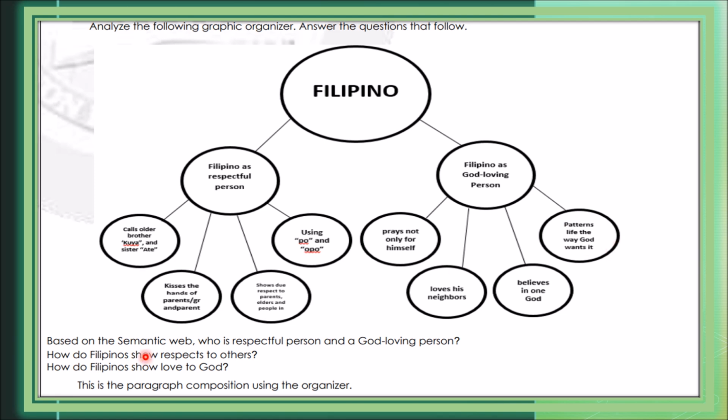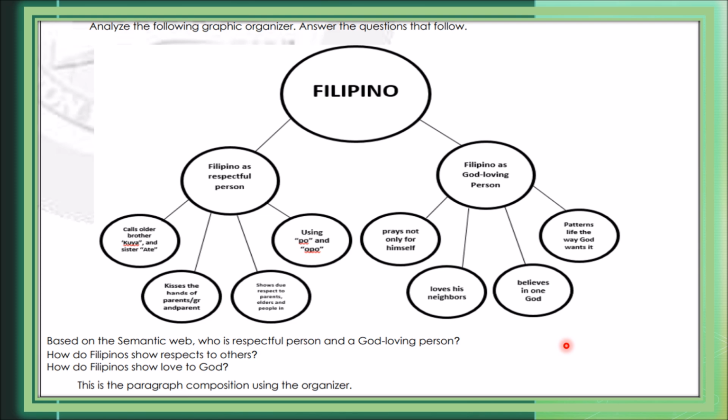Okay? So, based on the semantic web, who is a respectful person and God-loving person? And the next question, how do Filipinos show respect to others? Then, how do Filipinos show love to God? Okay? So, ang tawag dito ay semantic web. Nandiyan na lahat ang mga tanong, ang mga sagot din. Kaya na natin gumawa ng paragraph ayon sa semantic web na to. Kasi kompleto na siya. Naka-outline na siya. Naka-organize na siya.